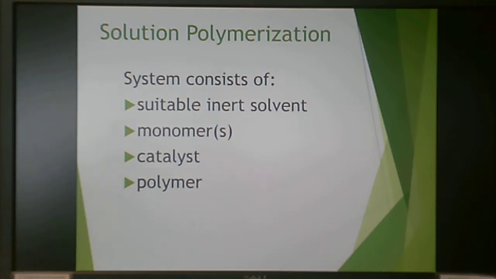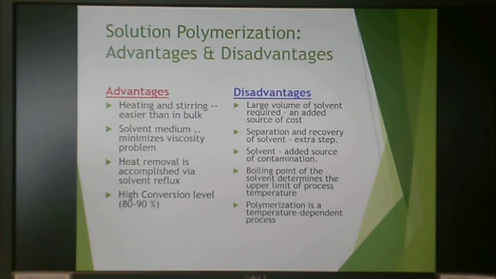Now solution polymerization. This is not as simple. We have a suitable inert solvent, a monomer or monomers, catalyst, and polymer. That's what will be present in our reaction system. So heating and stirring is much easier. Everything is dissolved in a solution. So rather than just the bulk polymer being created, you have a solution that keeps the viscosity lower, and it's the solvent medium that accomplishes that minimization of viscosity.